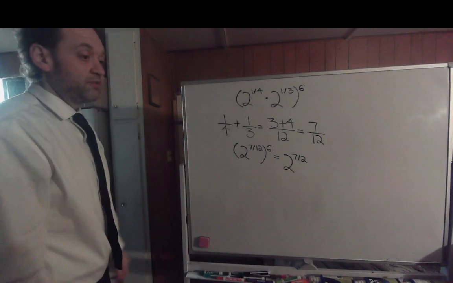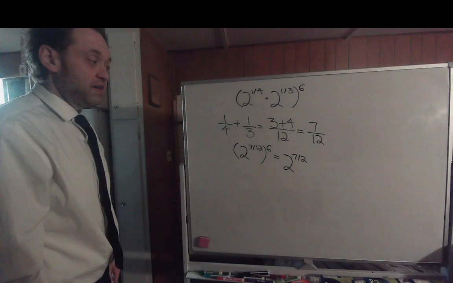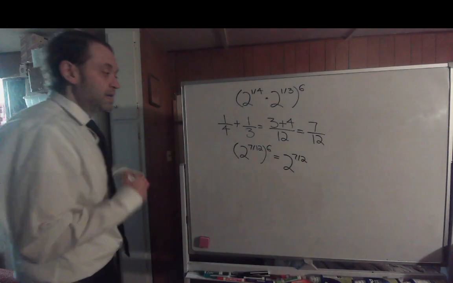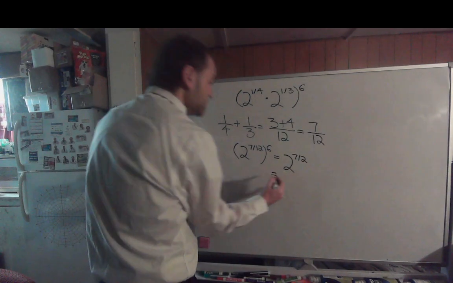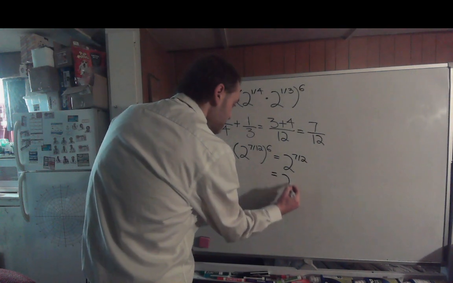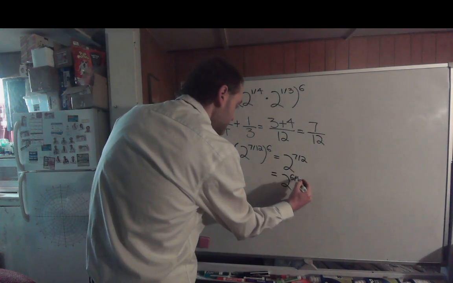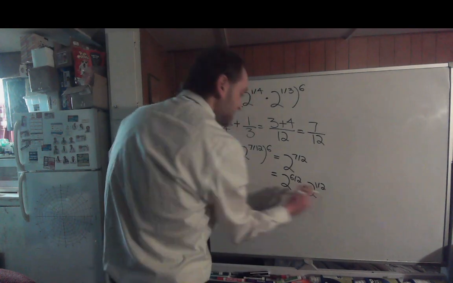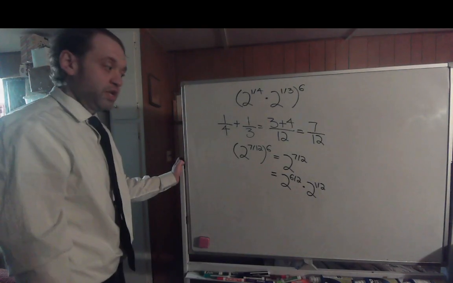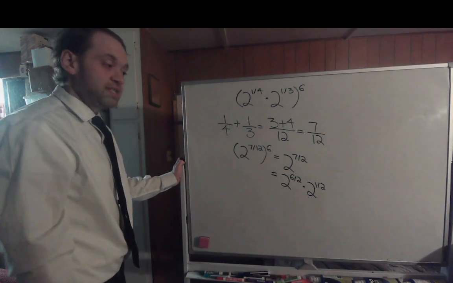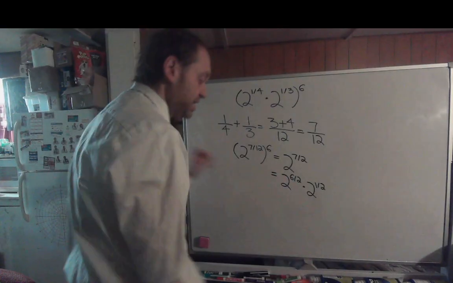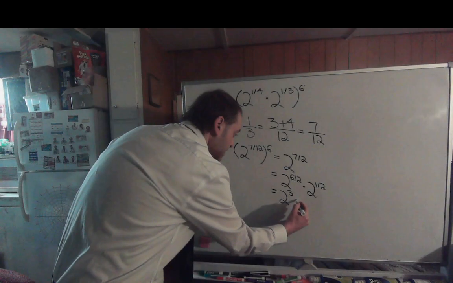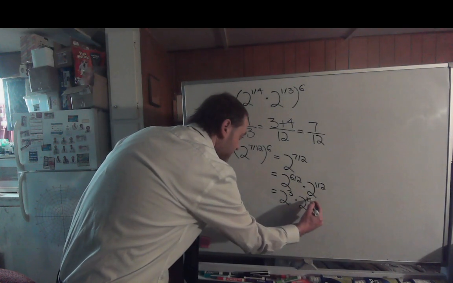Well, we can simplify this further, right? 2 to the 7/2. We certainly can. Isn't this the same as 2 to the 6/2 times 2 to the 1/2, right? Because if you add 6/2 and 1/2 together, what do you get? You get 7/2. Well, what's 2 to the 6/2? That's 2 to the 3rd, right? You'll get 2 to the 3rd times 2 to the 1/2.